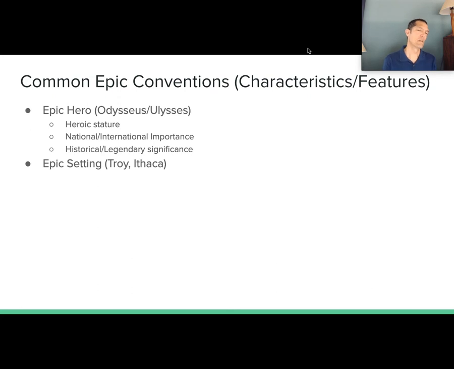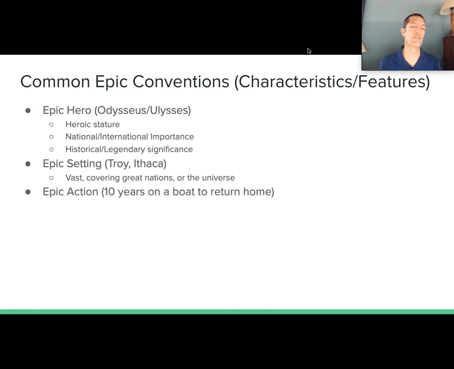And in this case, he's traveling all over. I'll show you a map at the end. He's going all over the place. In the case of Paradise Lost, they travel the entire universe. That's pretty much as epic as it gets, right? So it covers great nations or the universe. You're not sitting in one place. Epic action. In this story, it's 10 years on a boat. But there's lots of little episodes where we're fighting monsters and that kind of stuff.